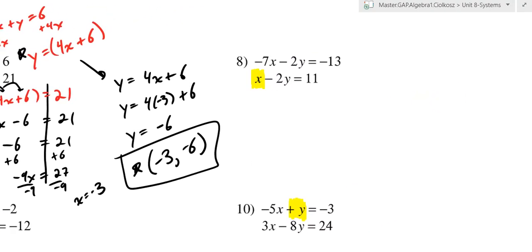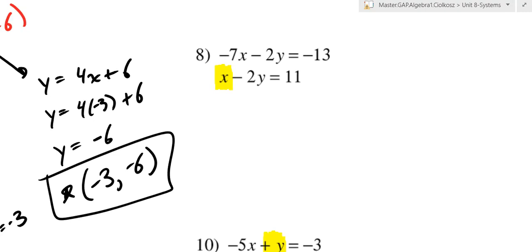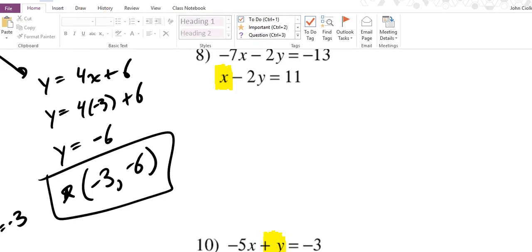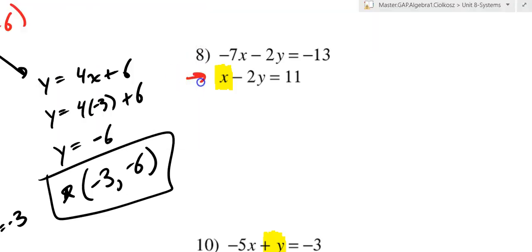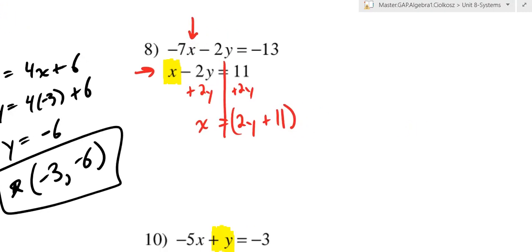We'll also do 8 together, because this one's solved for x. So here, x was my special variable with that coefficient of 1. So what I'm going to do is solve this equation for my x. So to do that, I'm going to add 2y to both sides. So that would give me x equals 2y plus 11. So that, I'm going to substitute, but this time I'm going to plug it in for x, because that's the variable by itself.